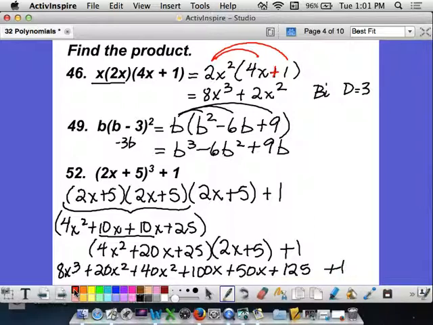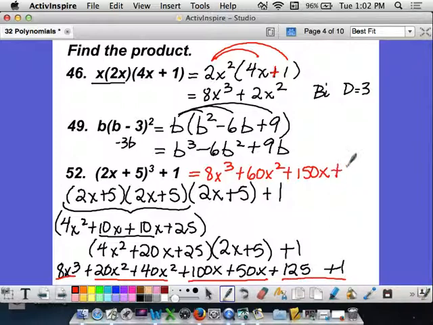Then I'm going to write this in decreasing power, and I'm just going to do so back up here for my answer. So I have 8x cubed. It stands alone. Combining my squareds, 20x squared plus 40x squared is 60x squared. Combining my x's, 100 plus 50 is 150x. Combining my constants, plus 126. Thinking I didn't make a careless error, that's just the long method of doing things, and sometimes it just takes a long time to work it out. We'll continue on the next video.